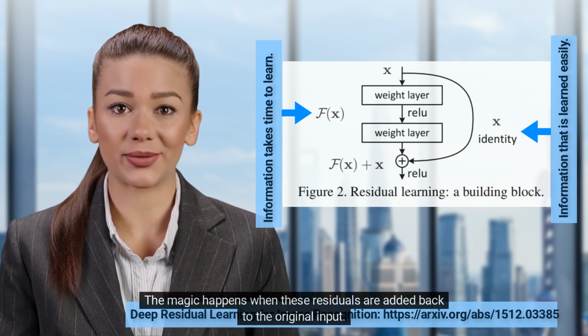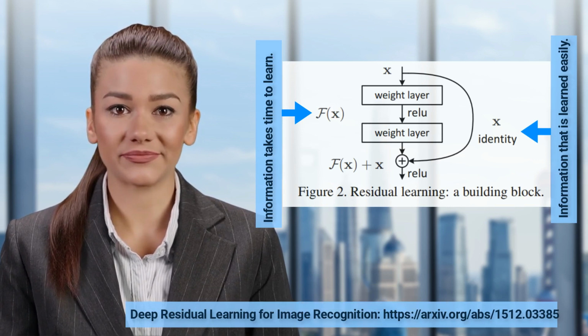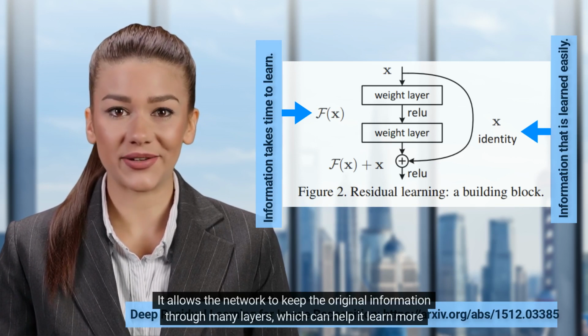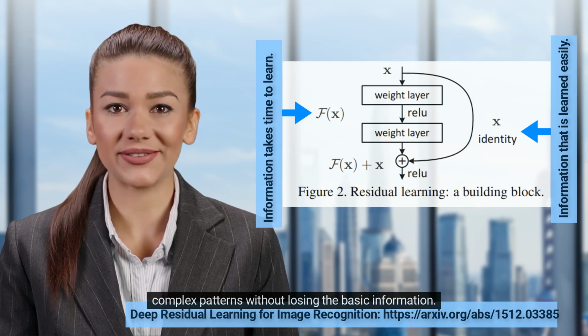The magic happens when these residuals are added back to the original input. This is the shortcut or skip connection. It allows the network to keep the original information through many layers, which can help it learn more complex patterns without losing the basic information.